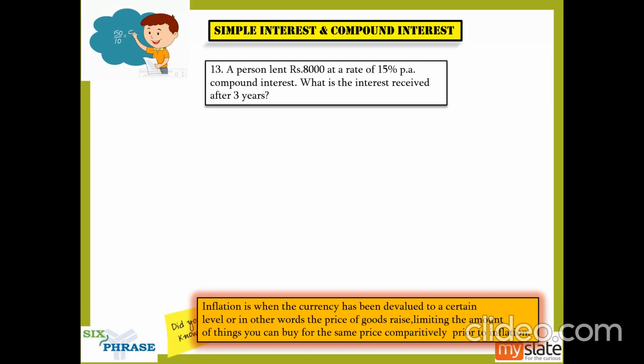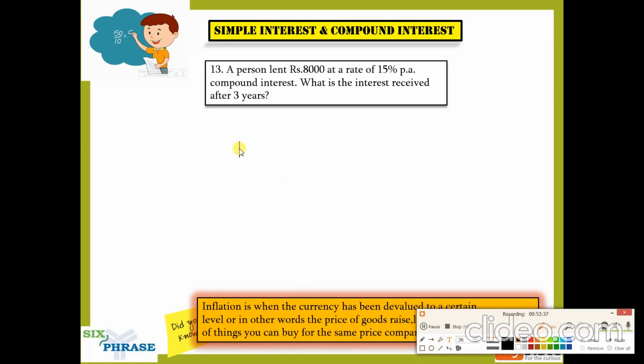All these are related to simple interest and compound interest and related to current affairs. You can see the economy is not in a good state right now, so you'll have to know what is happening in the stock market, what is happening to the economy, or in general what is happening to money. And this chapter is all about money, right? So go through all those things, make sure that you stay informed. A person lent rupees 8,000 at a rate of 15 percentage per annum compound interest. So again, this is very simple mathematics. I hope you pause the video, do the problem, and then come back again to check the answer.